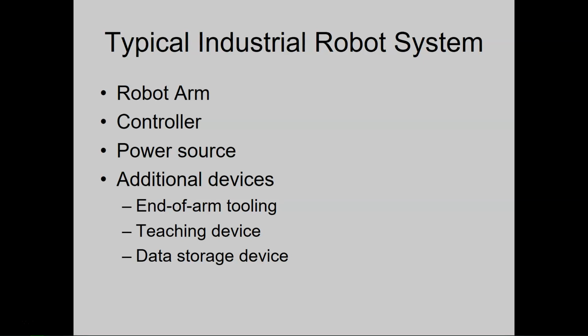So everything again kind of goes back to the controller. You have the robot arm, you have the controller, your power source, and then other additional devices. Generally, you will have a teaching device of some sort. End of arm tooling, you may or may not always have one of those. They actually come without the end of arm tools to begin with, simply because most robotics companies are not in the tooling business, if you want to call it that.